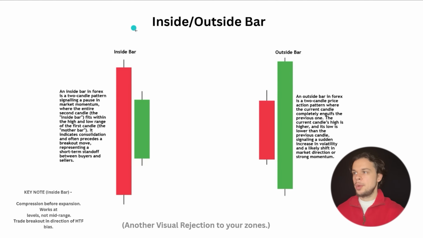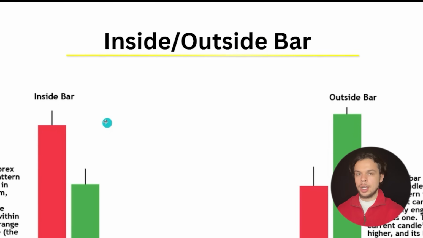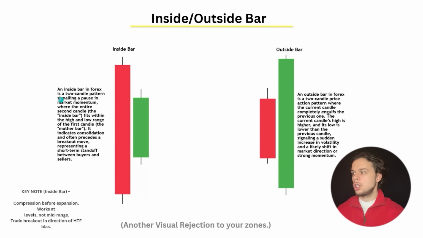The next candlestick formations we're looking at are inside/outside bars. The technical term for it is an inside bar. In Forex, it is a 2-candle pattern signaling a pause in market momentum, where the entire second candle, the inside bar, fits within the high and low range of the first candlestick, being the mother bar. So this is the mother bar, and then this is the inside bar candle, which sits within that first candlestick.